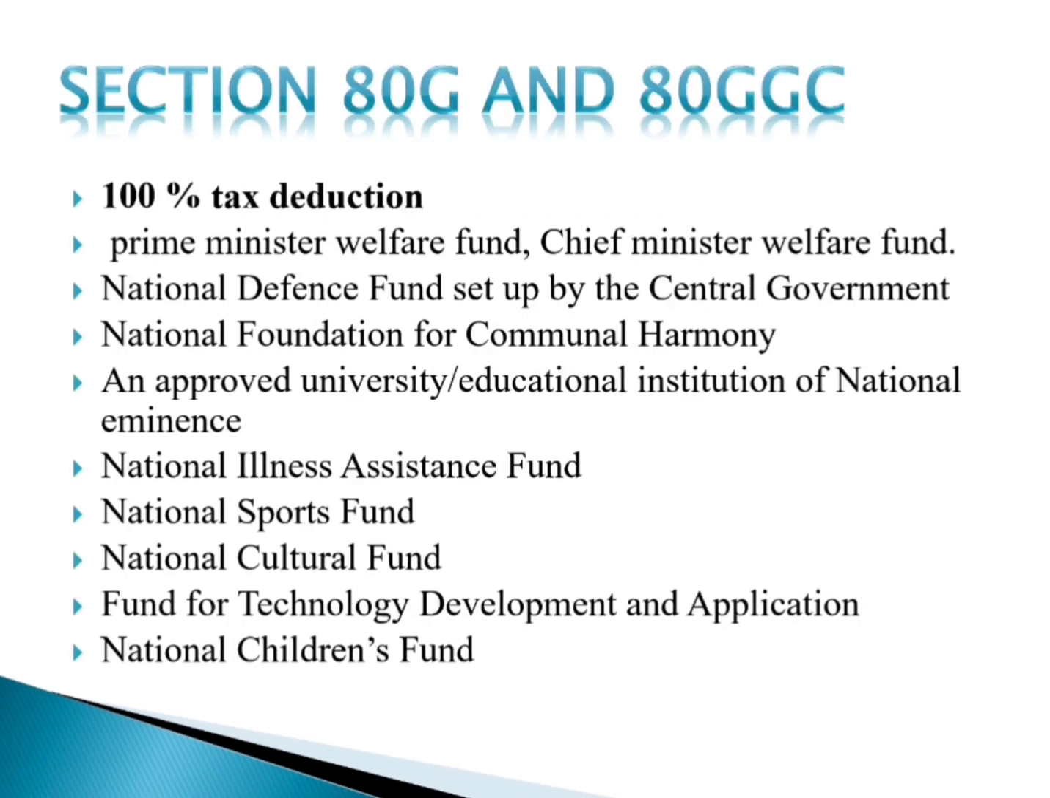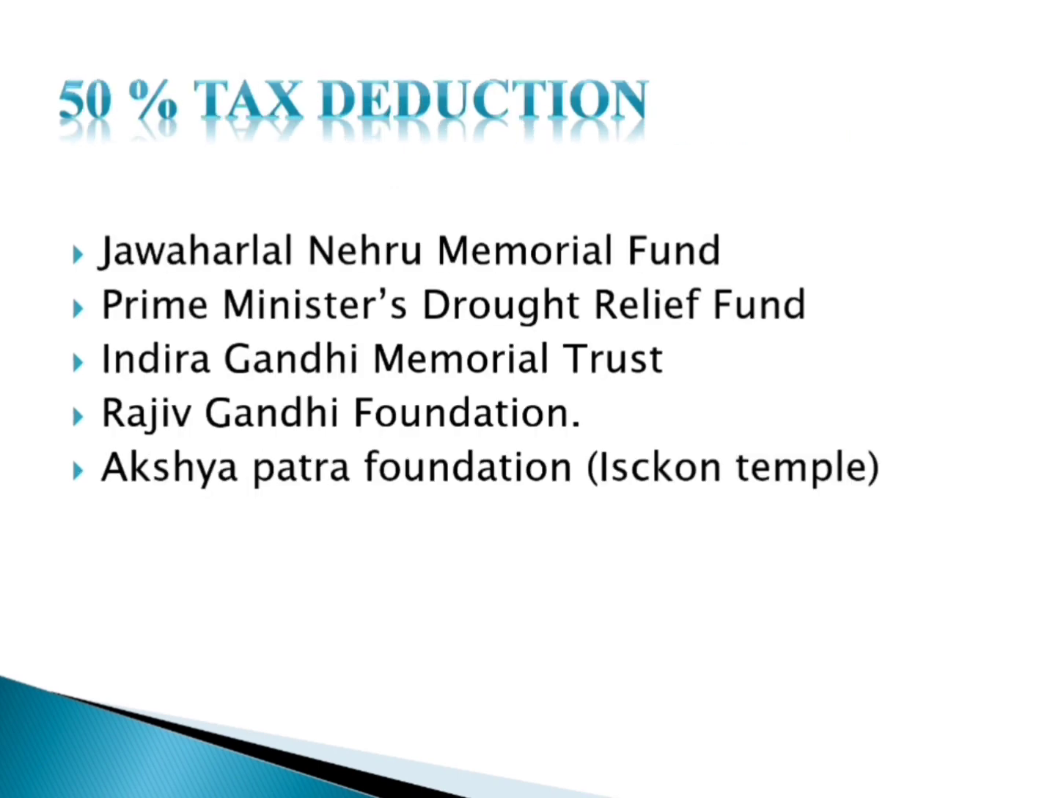Here in 80G we have two categories: 100% tax deduction and 50% tax deduction. 100% tax deduction is mainly for government organizations like Prime Minister Welfare Fund, Chief Minister Welfare Fund, National Defense, and many more listed here. 50% tax deduction would be for Jawaharlal Nehru Memorial Fund, Prime Minister Drought Relief Fund, and other private NGOs like Akshaya Patra Foundation by ISKCON Group and many more.